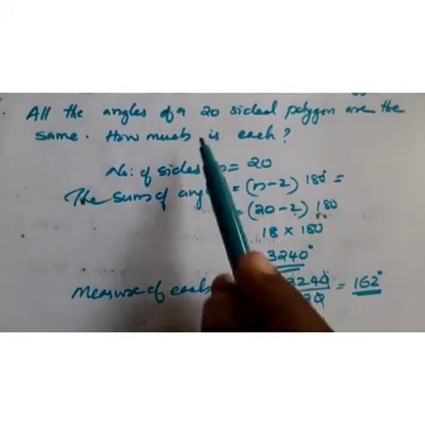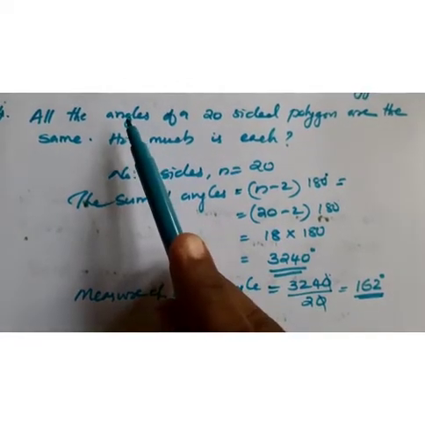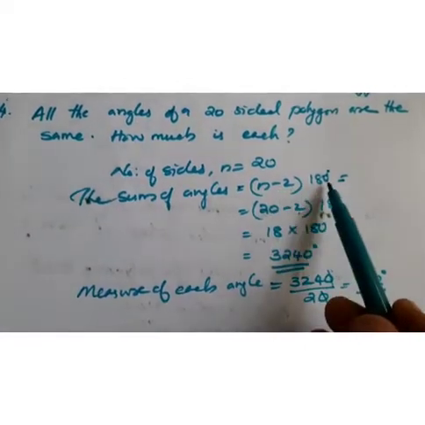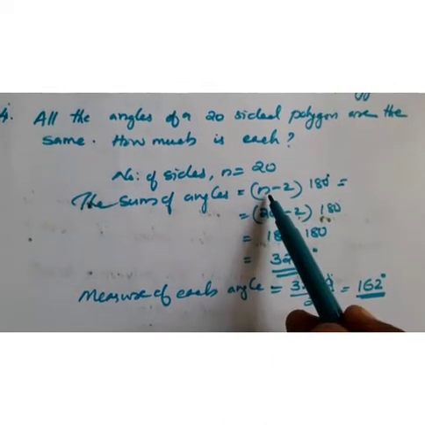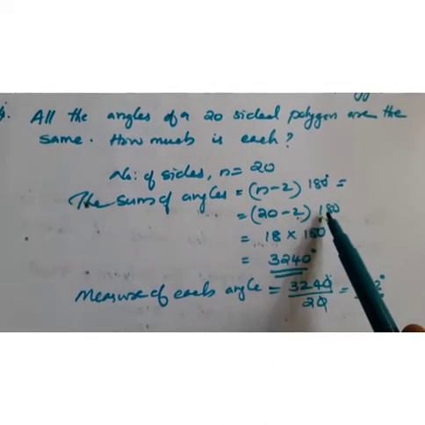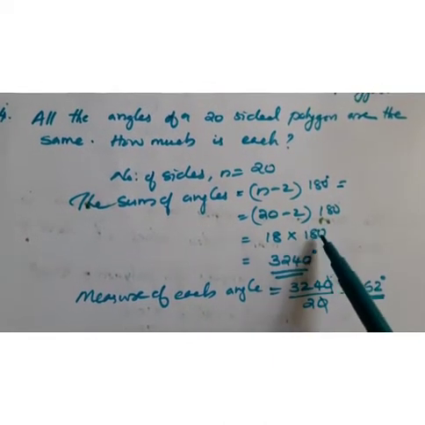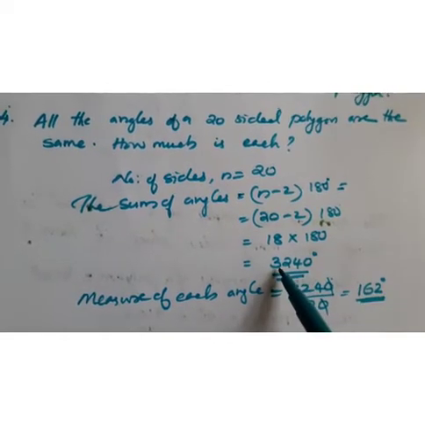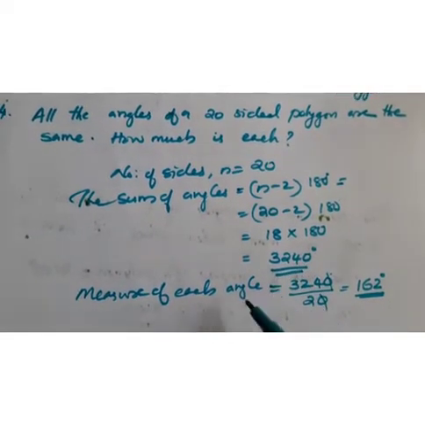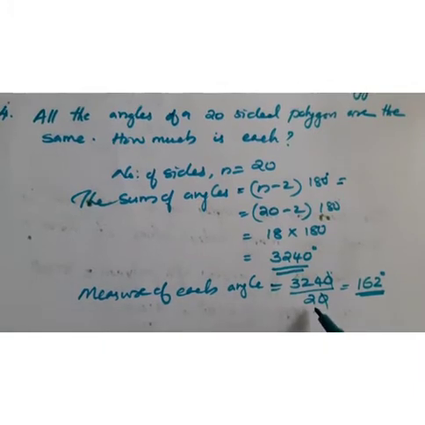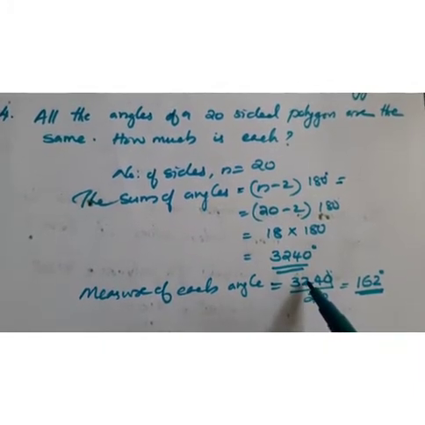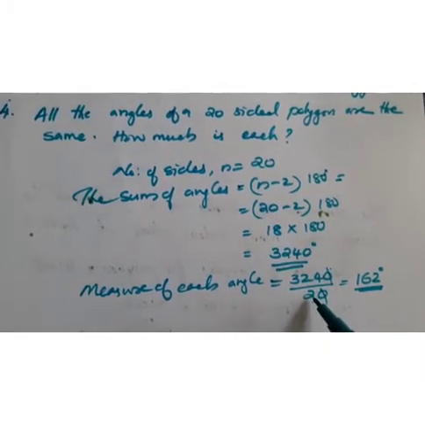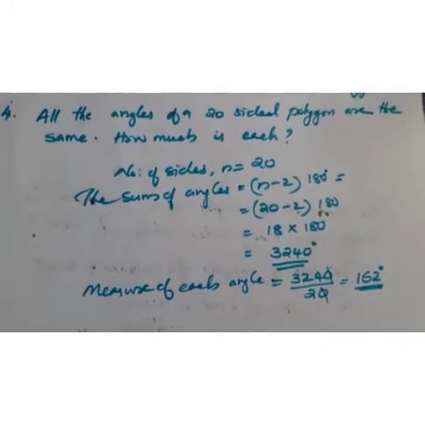So the sides are given as 20, and it is saying that all angles are the same. (n minus 2) into 180 you have to find out by putting n. 20 minus 2 is 18. 18 into 180, you are getting 3240. And each angle you have to find out. We have 20 sides, so the sum should be divided by 20. You will get 162.